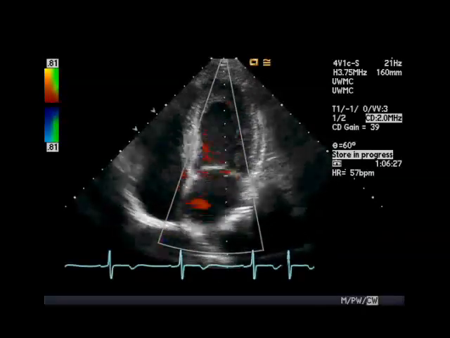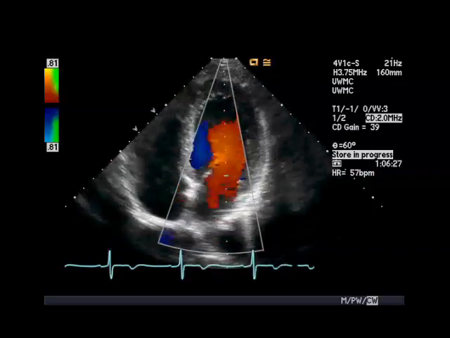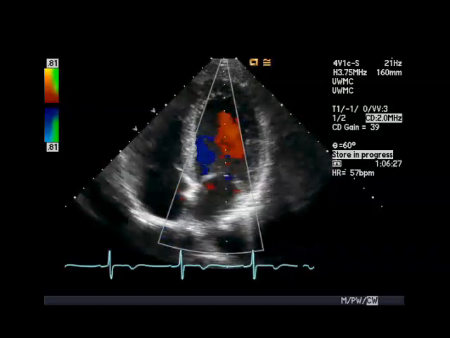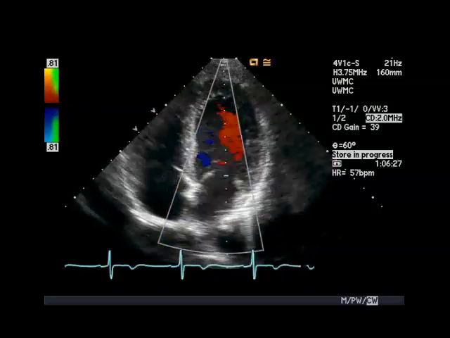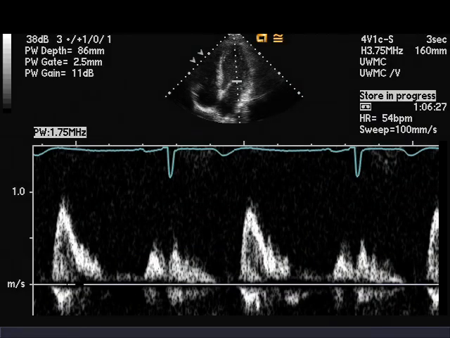Pulse Doppler recordings from the apical view include left ventricular inflow curves recorded in the apical 4-chamber view with the sample volume placed at the mitral annulus or leaflet tips. The spectral Doppler tracing shows early diastolic filling, the E velocity, and the atrial contribution to filling or A velocity after the ECG P wave.